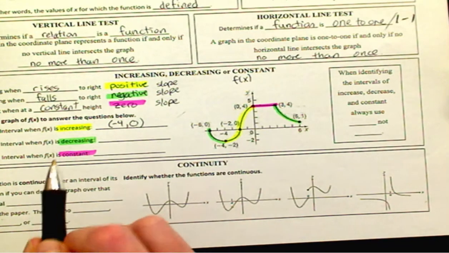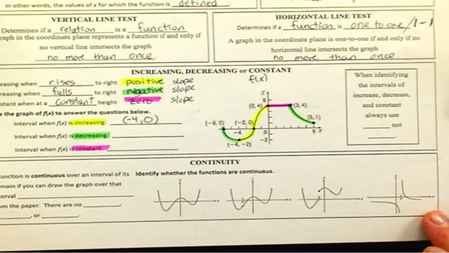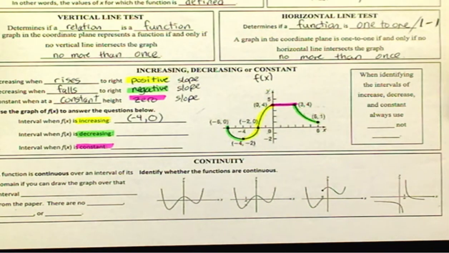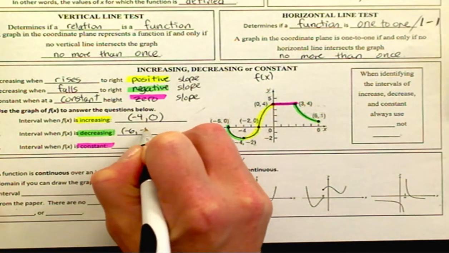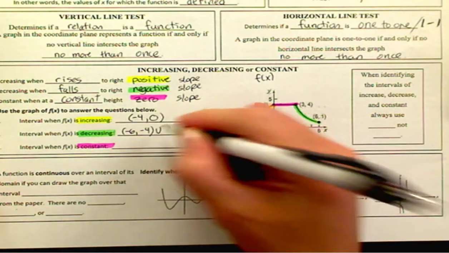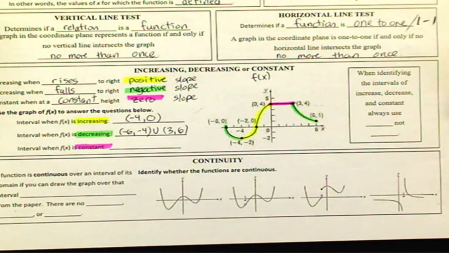Okay. Domain of the green portion. Somebody new. You keep track of who has or hasn't answered. Gabe? We're at -6, -4, union 3, 6. Yes, very nice. And now, because we all understand how to read domain, we know exactly which portion of the graph you're referring to.